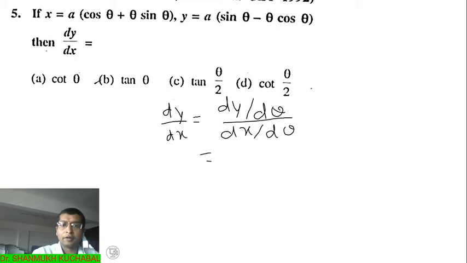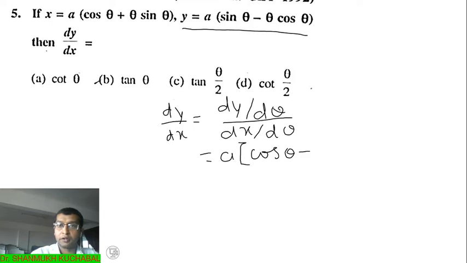Then y we differentiate with respect to theta, a as it is. So sine differentiation is cos, and here we use the u into v rule, product rule. First function as it is, second function differentiation is minus sine, minus into minus plus sine theta, we get it. Outside it is a minus, so I take a minus sign. Now cos theta as it is, and theta differentiation is 1, right?